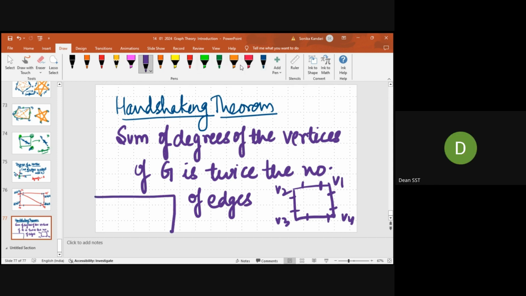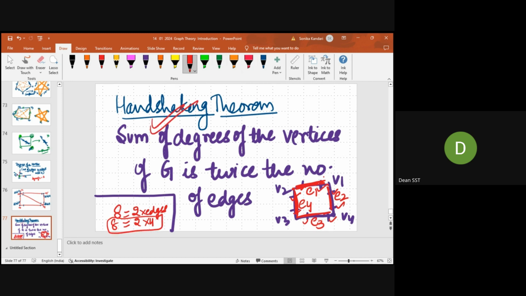Let us say our graph is this one. What is the sum of the degrees? V2, it is 1, 2. V1, 2. V3, V4, 1, 2. So the total count of the degree is 8. It should be equal to twice the number of edges. And how many edges are there? This is E1, this is E2, this is E3, and this one is E4. So we have 4 edges. So 2 multiplied by 4. Fine, 8 is equal to 8.